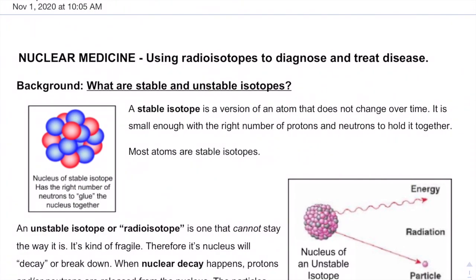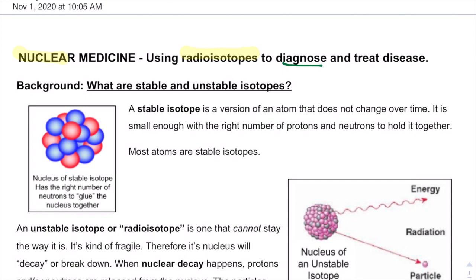All right, let's read. Nuclear medicine. That has to do with the word nucleus, right? Nuclear, relating to the nucleus. Using radioisotopes to diagnose and treat disease. Radioisotopes we're going to learn a lot about in this reading, but let's just talk about the word diagnose.